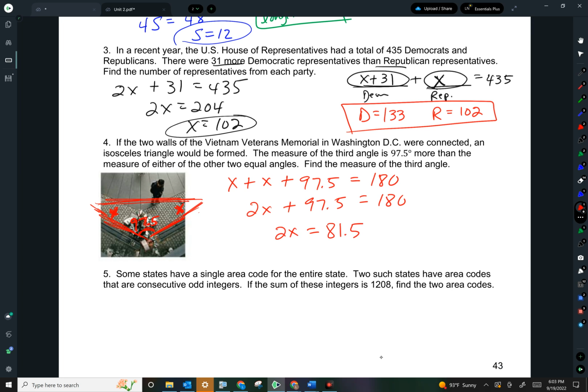Let's see, I think it's going to be 82.5. Sorry. Again, you can use your calculator. Last step, divide by 2, so x equals 41.25. All right, makes me think I'm done. Have I answered the question?